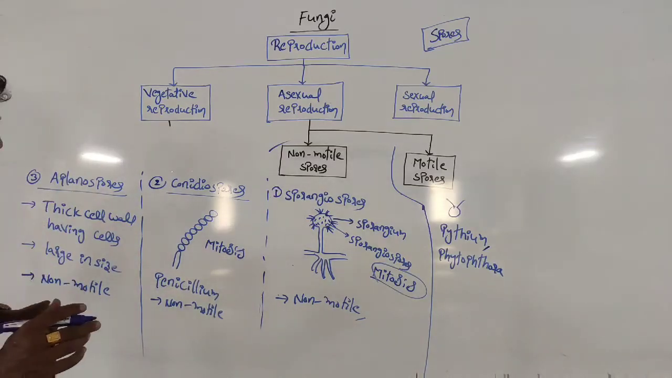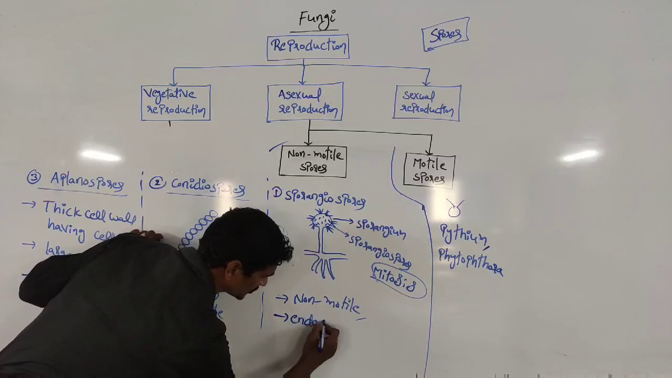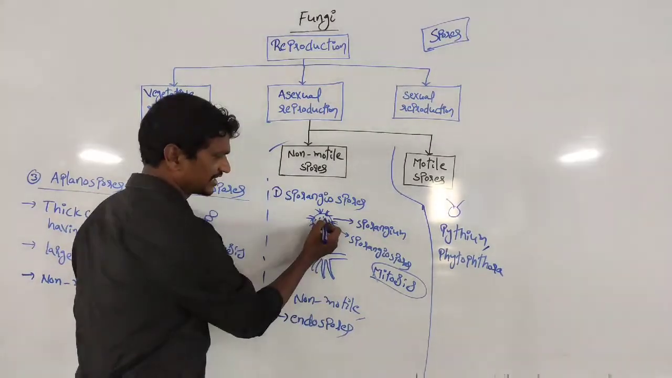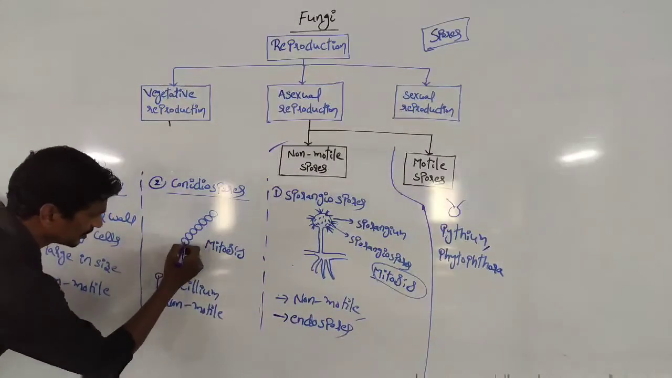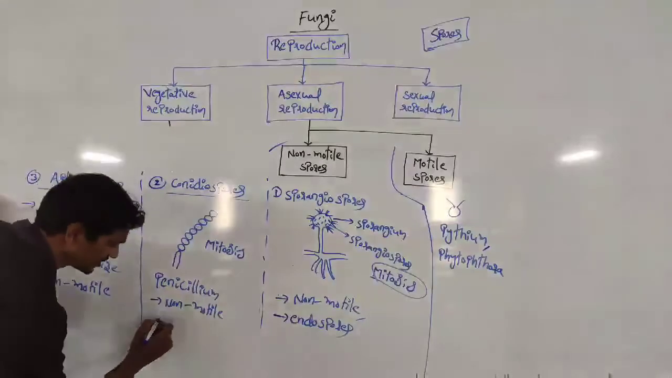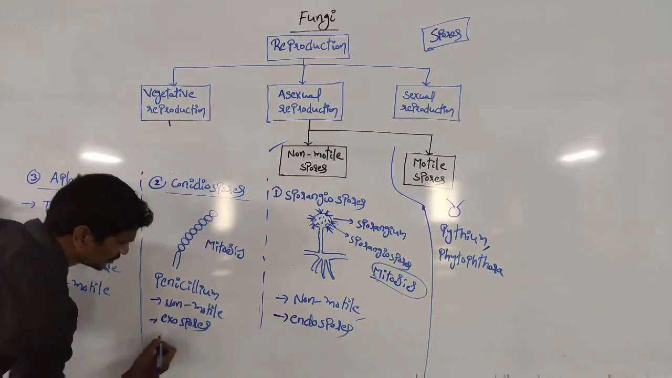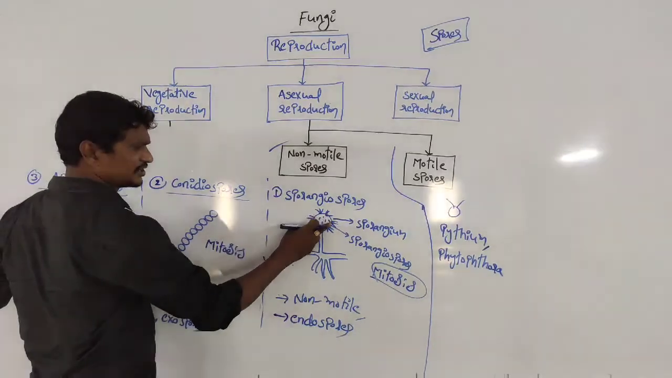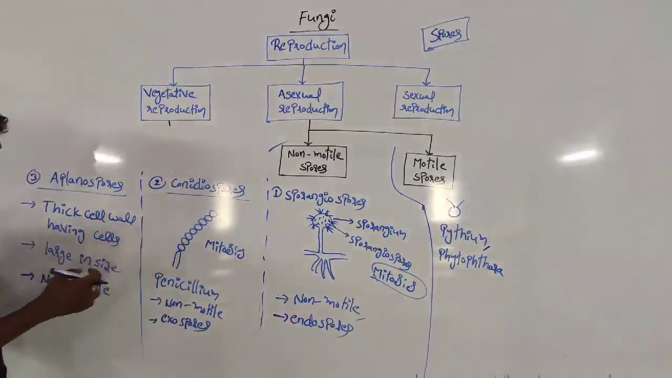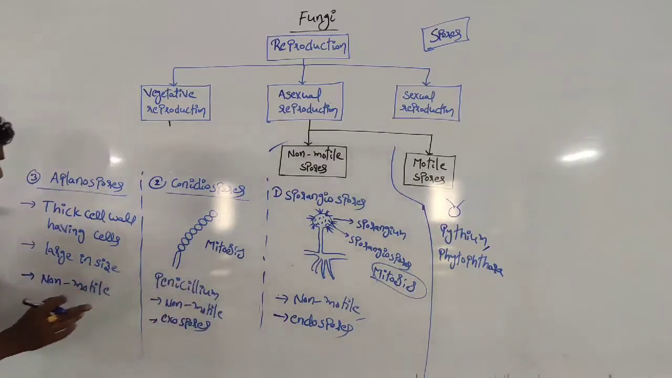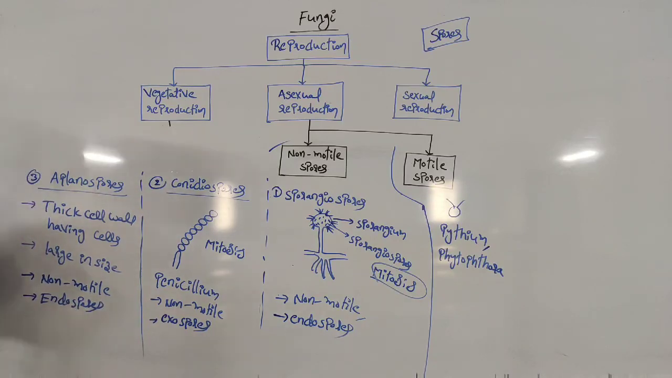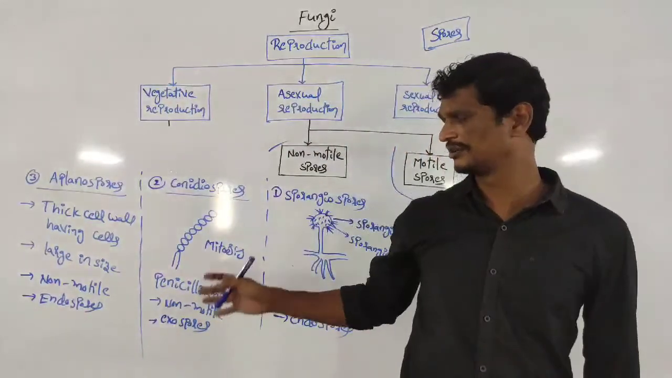I would like to say one of the important points: sporangiospores are endospores, because these are formed inside the sporangium. And conidiospores are not covered by any membrane or any other covering structure. These are exospores. See, here there is a sporangium, and inside the sporangium, sporangiospores are present. Here, conidiospores are produced, but they are not covered by any membrane or structure. And aplanospores are also endospores, because a thick cell wall or covering structure is present.